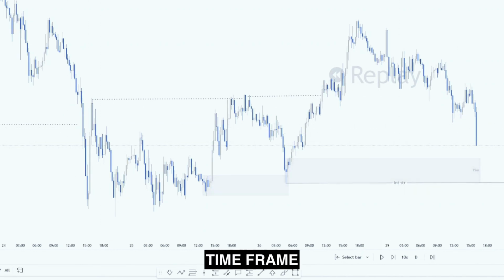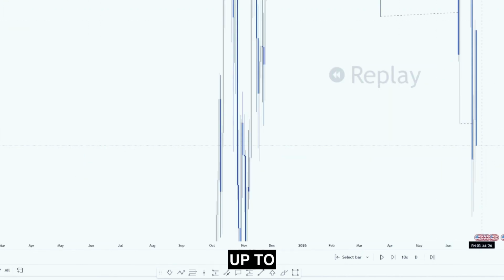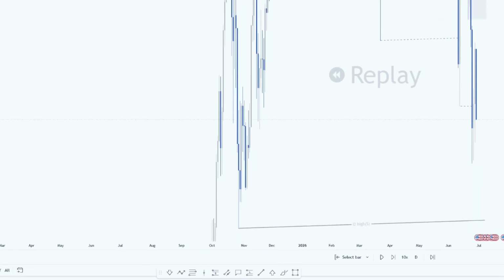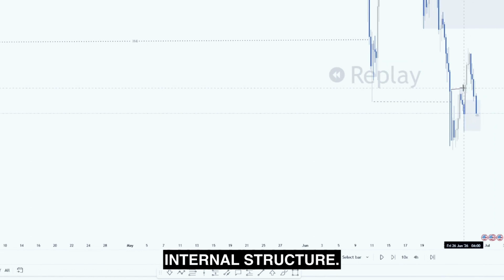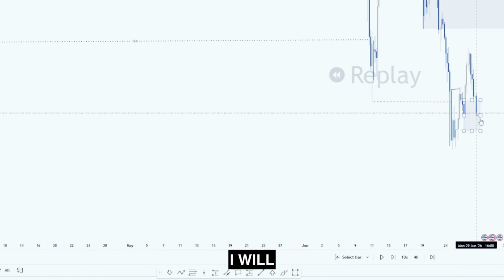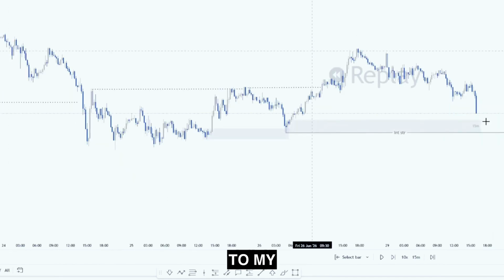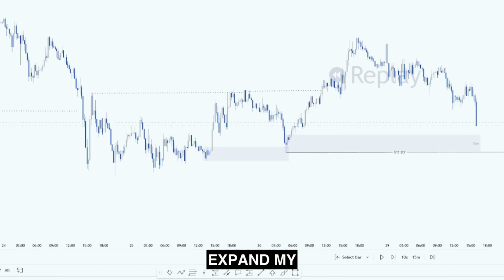On the daily time frame, price confirmed that it will move up to this supply zone. Here on the 4-hour time frame, price confirmed that it gave us an internal structure. As it is an internal structure, I will not target this zone. I will only target this higher high here. And that is why I came back to my intermediate time frame to expect my entry.